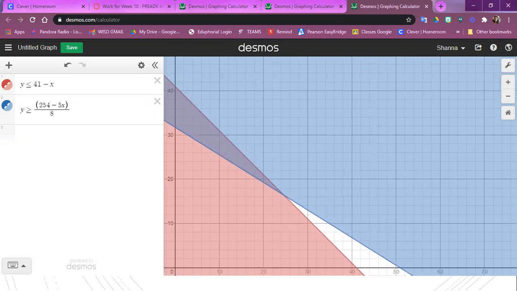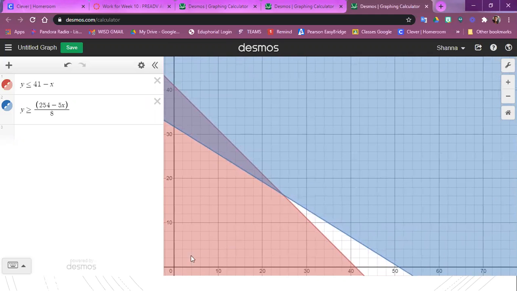and putting in my real world boundaries, which means that X has to be greater than or equal to 0 and Y has to be greater than or equal to 0, which puts me in quadrant 1. All right, so my possible solutions are in where the two colors overlap. My two colors overlap from here to here.